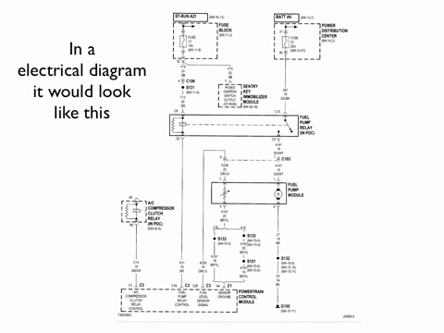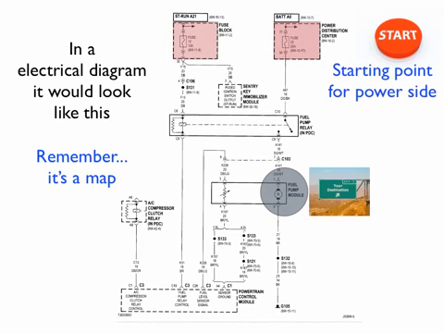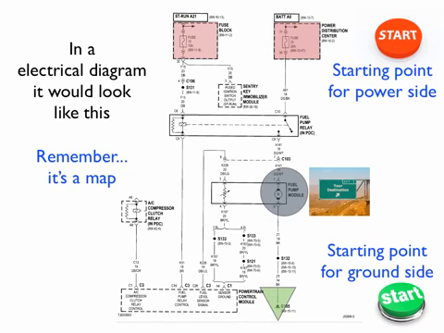In an electrical diagram, it'd look a lot like this. We first would locate the load. Now remember, this is a map, so this is your destination, where you want to end up. You'd want to have the starting point for the power, find the fuses in the power point. You'd want to find the ground source, the place where the ground originates. That's the first things to locate. Now you notice that they're both going to be pointing towards the destination or the load.